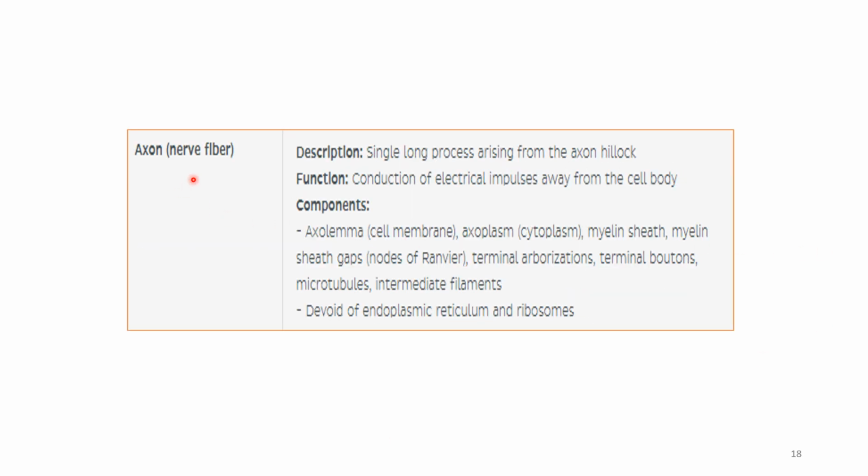Now coming to the axon, that is the nerve fiber actually. It is a single long process arising from the axon hillock, for conduction of electrical impulses away from the cell body. It is covered by a cell membrane called the axolemma, and it has cytoplasm called axoplasm. In myelinated fibers, it is covered with the myelin sheath, and the gaps between the myelin sheath are called nodes of Ranvier. Terminally, the axon ends as terminal arborizations, and each arborization is a slender extension.